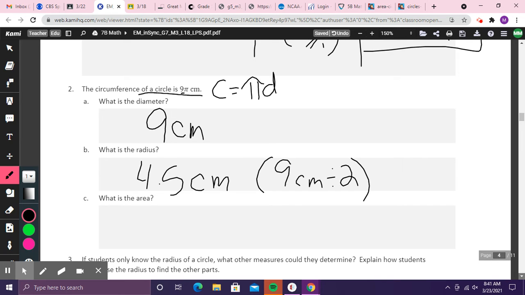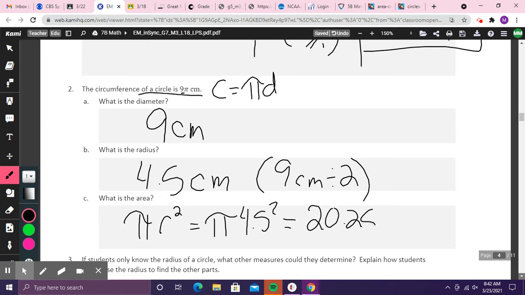What is my area? So my area is pi r squared, which equals pi times 4.5 squared, which equals, 4 times 4 is 16. No, not that. Okay, what's 4.5 squared? 20.25 pi centimeters squared. Now, I'm not sure if they want you to use anything for pi.